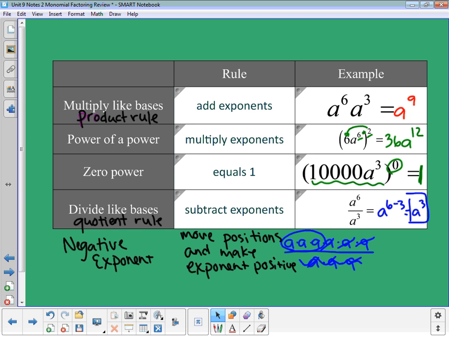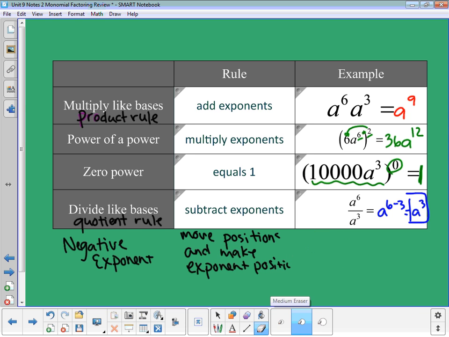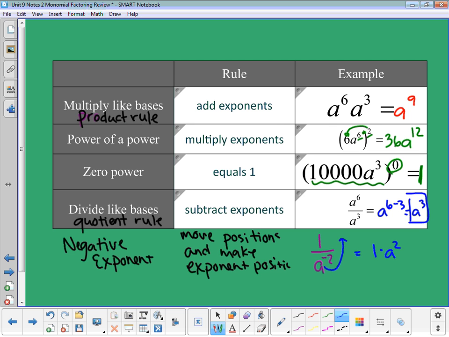An example of that would be, let's say I had 1 over a to the negative 2nd power. That a to the negative 2nd power, we're not going to keep a negative 2 power. So I need to take that and move it up here. And it becomes 1 times a to the positive 2nd power, which is just a to the 2nd power.